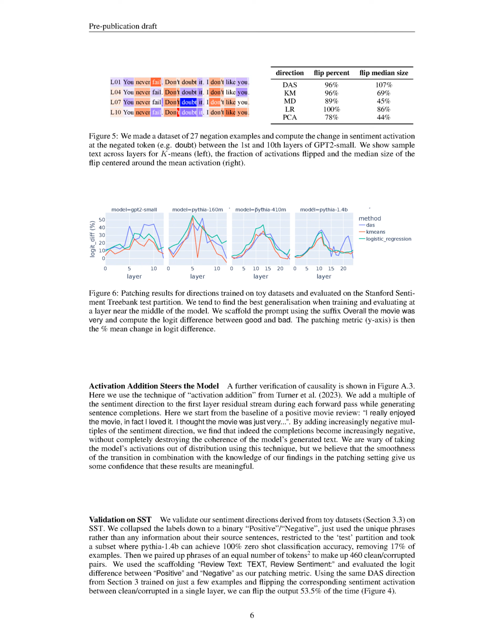Section Summary. In this section, the authors perform a correlational analysis to classify word sentiment based on sentiment activation, and observe that the sentiment direction is sensitive to negation, with negated words flipping their sentiment. They also evaluate the sentiment direction using directional patching and find that it generalizes best in intermediate layers of the model, suggesting that sentiment knowledge is most prominent at these layers. Additionally, they verify causality by using activation addition to steer the model's sentiment during sentence completions, and validate their sentiment directions on the SST dataset.